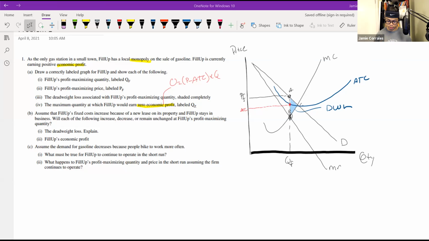So where that is going to occur is where price is equal to average total cost. Well, where can we find that? Which is right here on the average total cost curve. It's kind of hard to see already. So just going to do that, which is right here. The points are really close to each other, but we just want to label that as QZ. So where price is equal to average total cost, profit is zero.